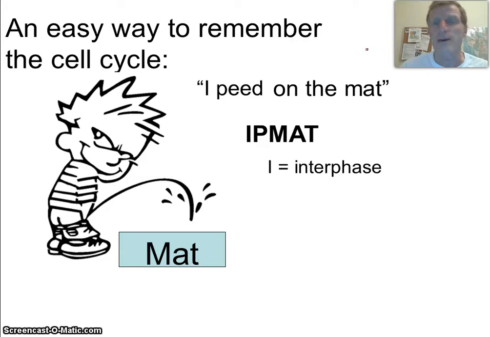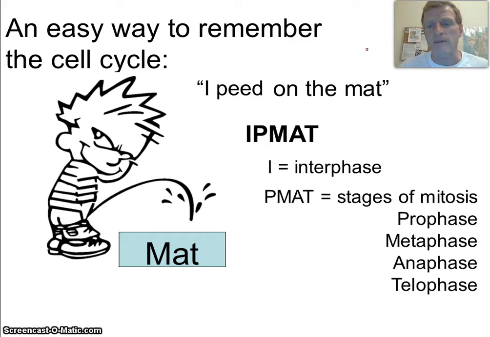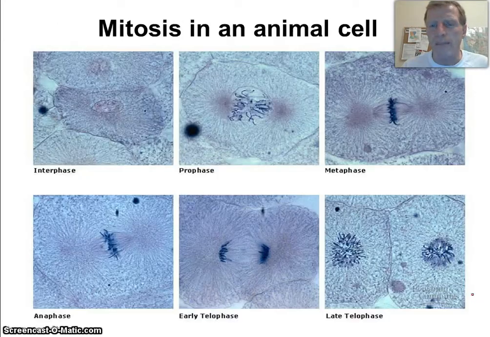Well, I stands for interphase. That's the growing and developing stage, right? P stands for prophase. M stands for metaphase. A stands for anaphase, and T stands for telophase. So now let's briefly go over what happens in each one of these stages. We already said interphase is where cells grow and reach a certain size, and they produce proteins and do all the things they need to do.